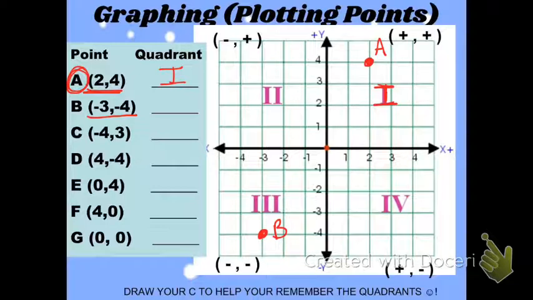What quadrant is that one in? Quadrant number 3. Good, you're getting the picture. I don't see a lot of you writing, and I'm not sure why.